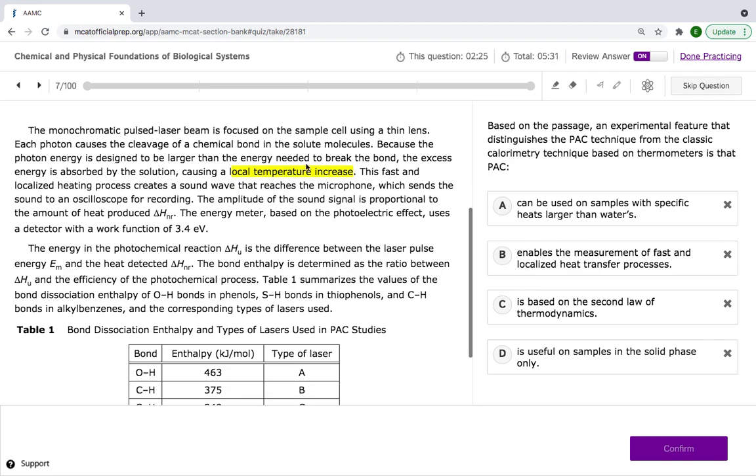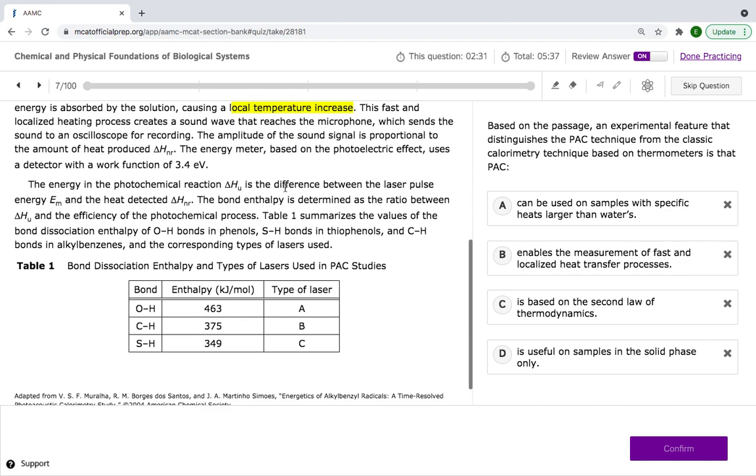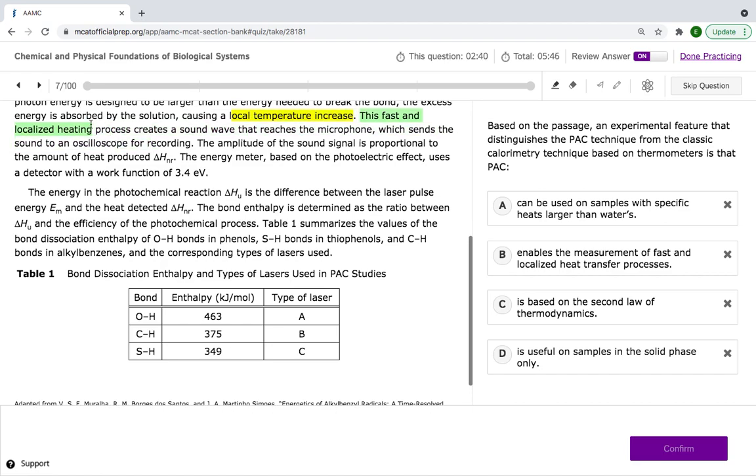We broke the bond with the photon. We released energy. And because that energy is released, we get a local temperature increase. This fast and localized heating process is already ringing a bell to me to highlight. Why? Because it just came out at me.